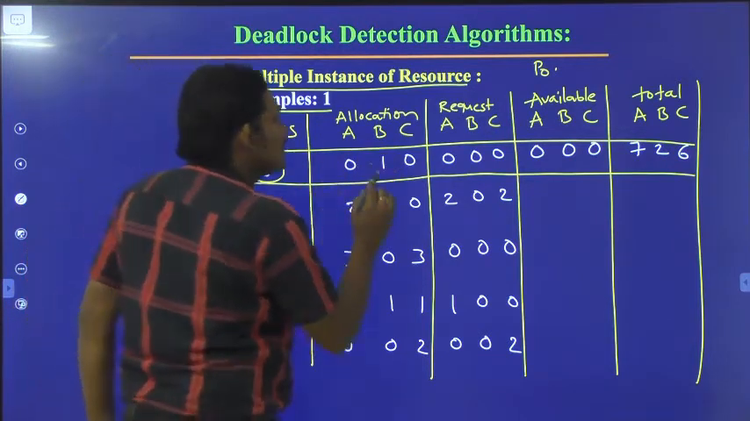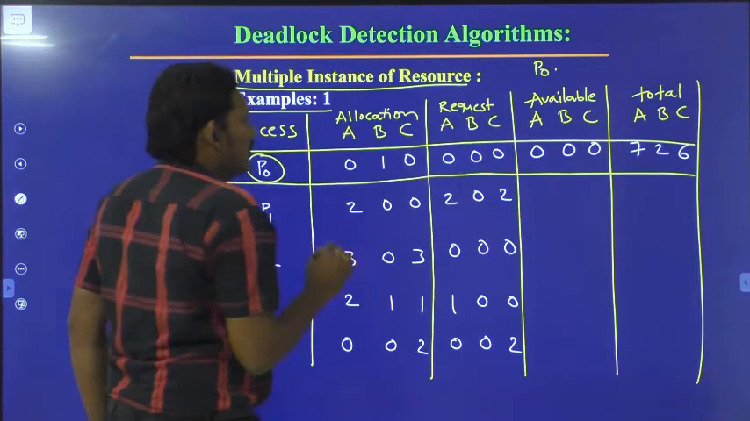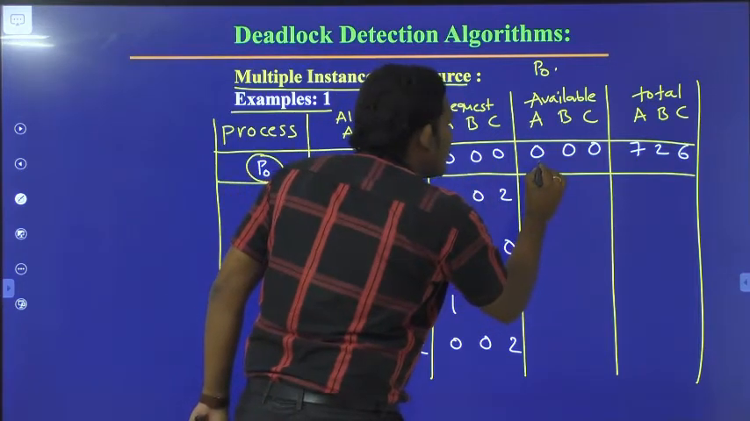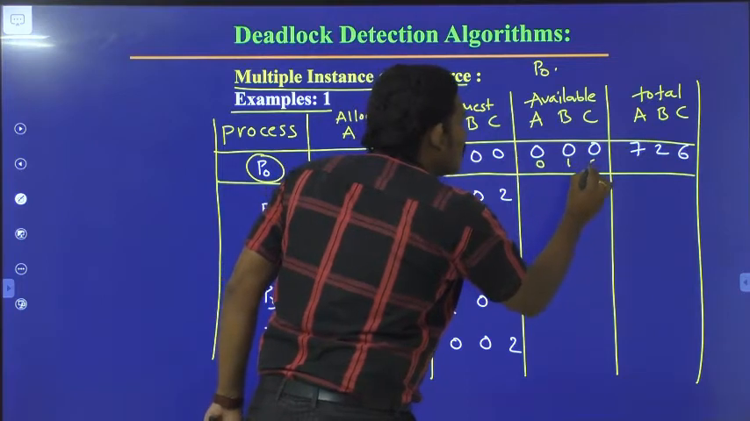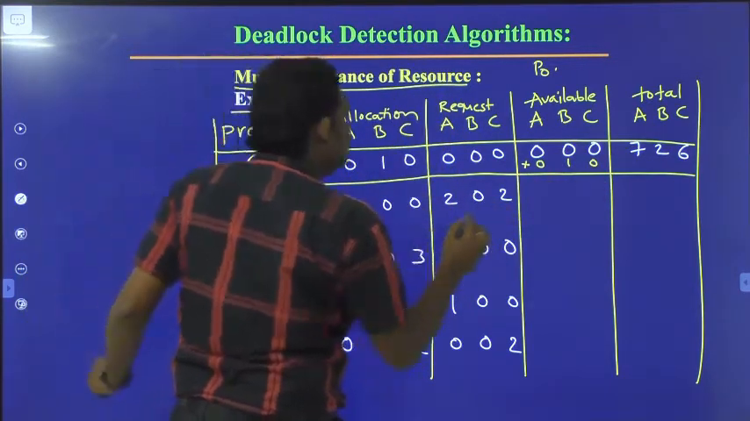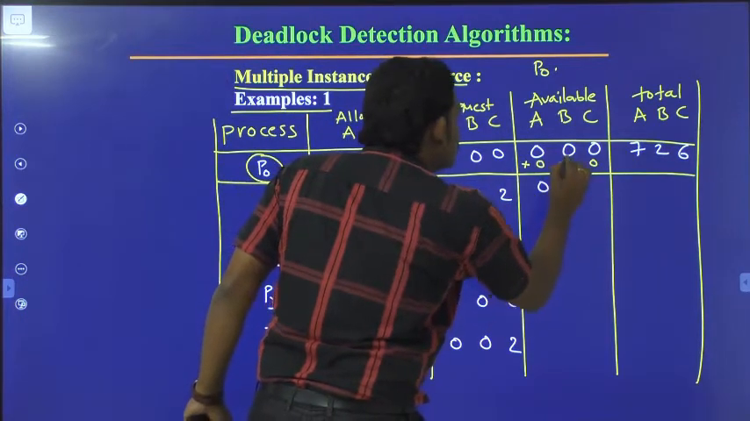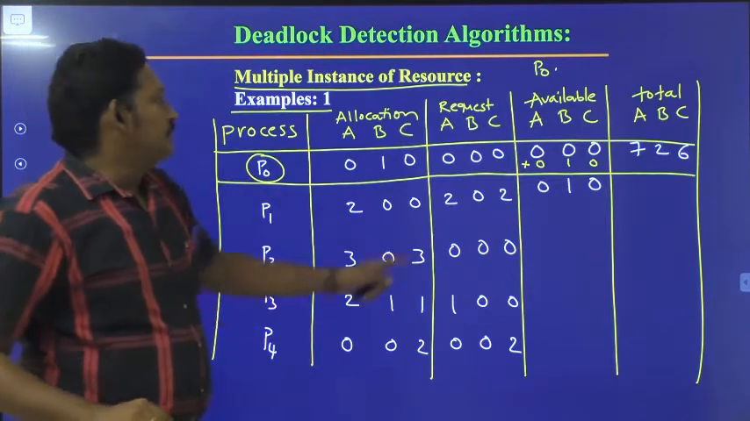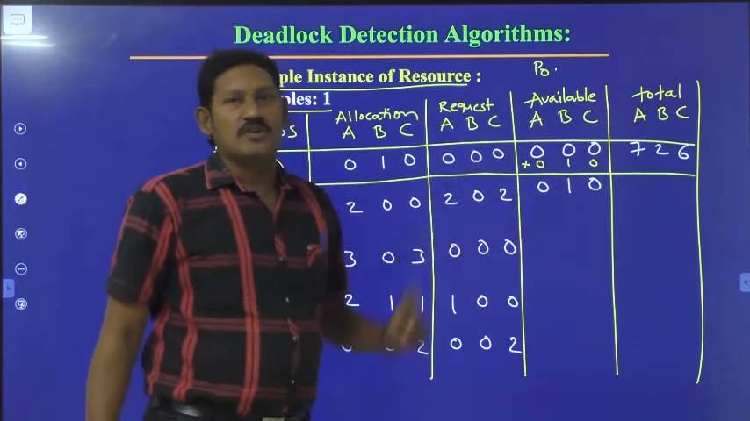When it releases, these should be added to the available. So 0, 1, 0 will be released, and we add: 0 plus 0, 0 plus 1, 0 plus 0. So now the available resources are 0, 1, 0.